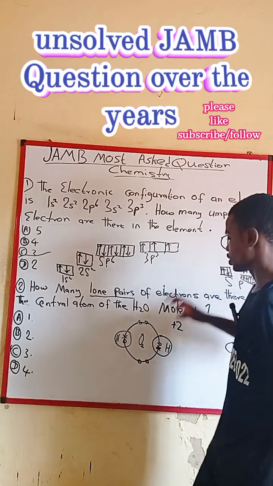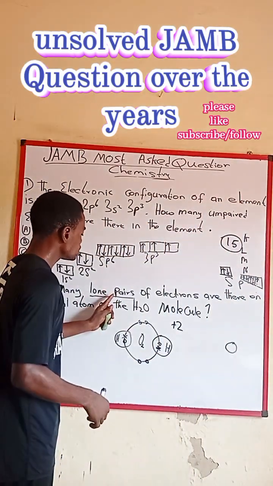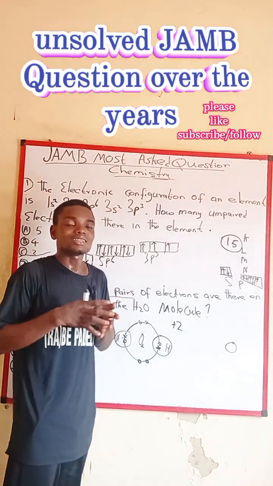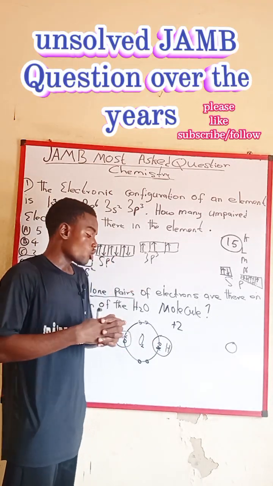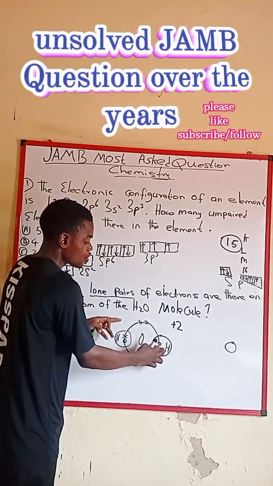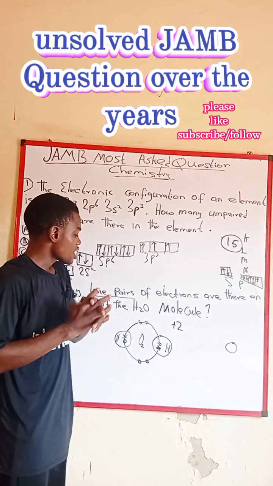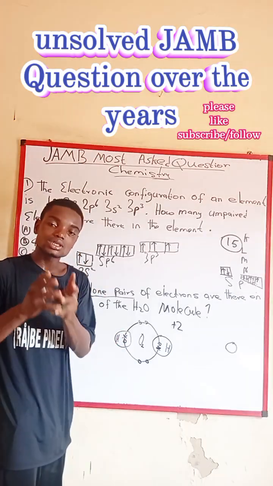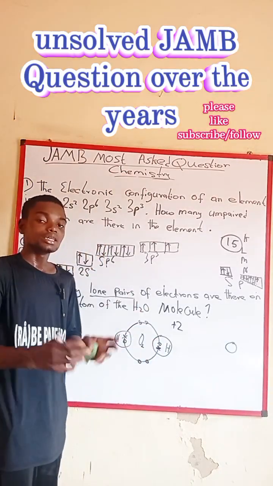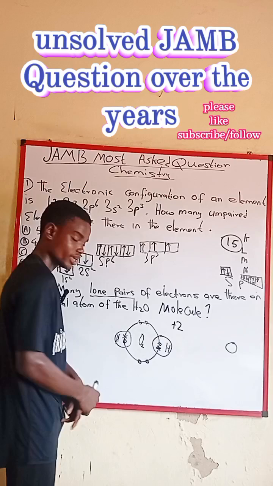Now the question says, how many lone pairs of electrons are there on the center atom of the H2O molecule? These are the H2O molecule. Now unpaired electrons here are those electrons that did not combine or that do not take part in the chemical combination or in the chemical bonding. As you can see, what are those electrons that did not take part in this chemical bonding? There are this one over here and this one over here.